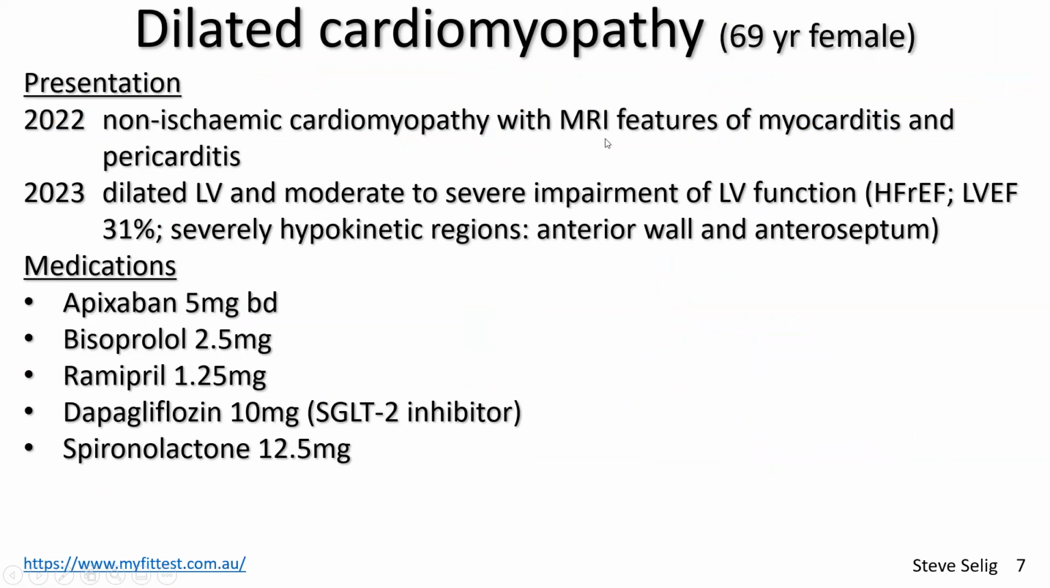So I now want to come to my case, 69-year-old female with dilated cardiomyopathy, started in 2022 with non-ischemic cardiomyopathy with MRI features of myocarditis and pericarditis. I'm not sure if this was related to COVID. And then this year in 2023, when I made this video, dilated left ventricle with moderate to severe impairment of left ventricular function, with heart failure with reduced ejection fraction. Left ventricular ejection fraction was just 31% when it should be around 50 to 55%. She had severely hypokinetic regions of her heart, in other words, regions of her left ventricle that were very poorly contracting.